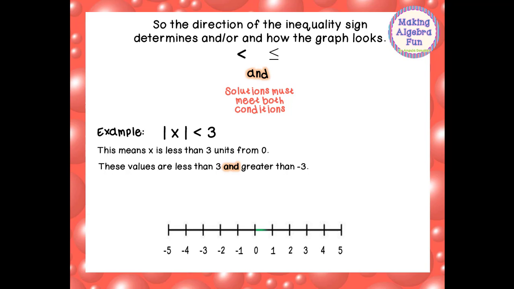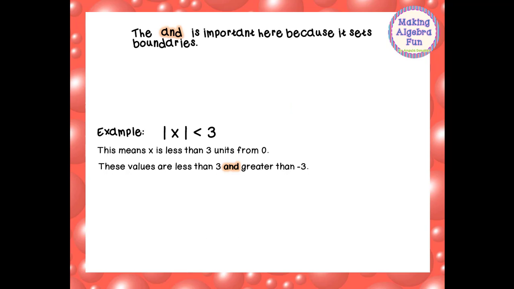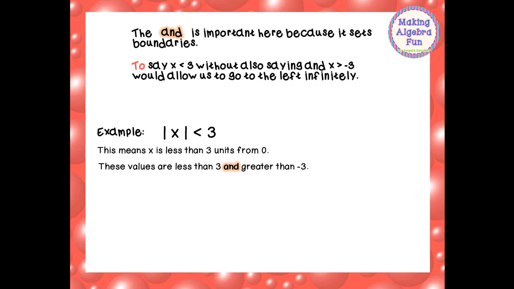So if you take a look at a number line, you would be talking about everything from positive 3 down to negative 3. And since we weren't including the "or equal to" option here, the circles are open. Now you have to understand that this means you would be within that region. You can't go past the 3, you can't go past the negative 3. The "and" is important because it sets the boundary.